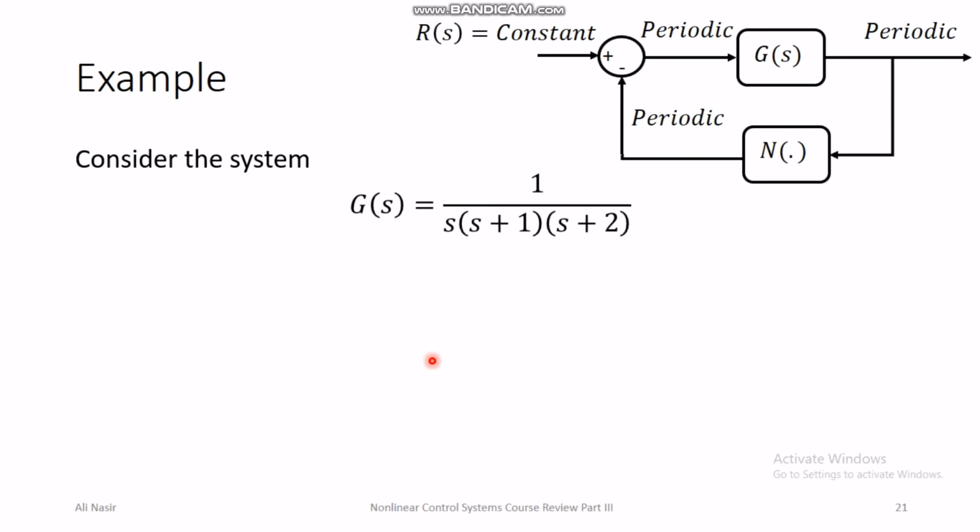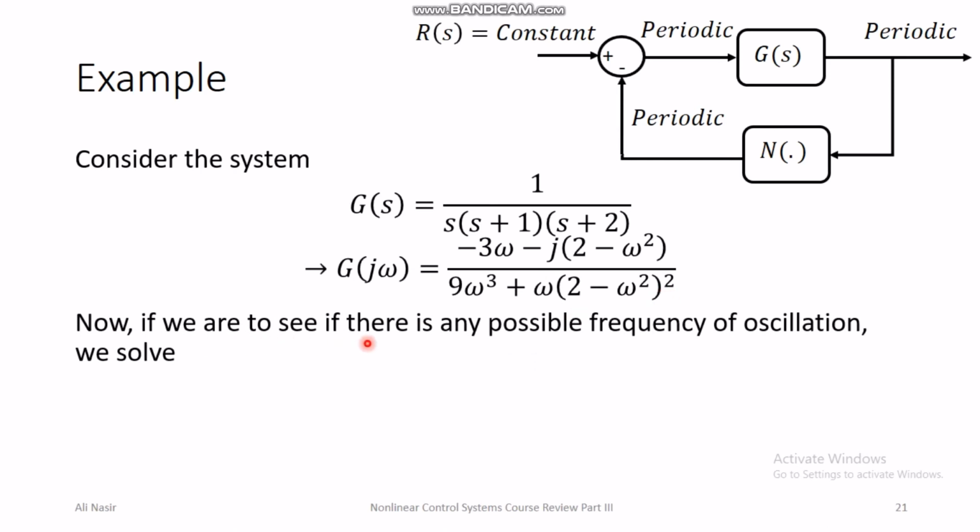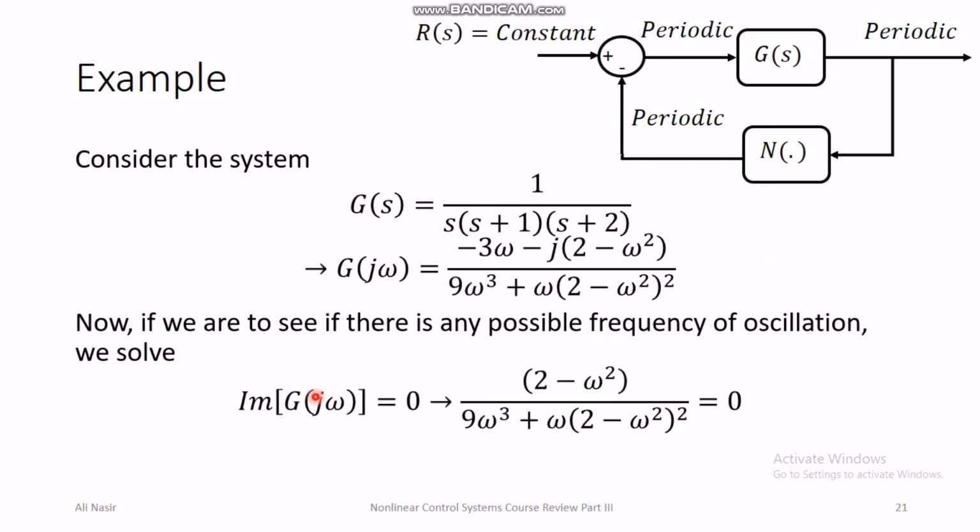So we look at an example. Consider the system 1 over s times s plus 1 times s plus 2, and the corresponding G of j omega becomes like this. Now, to see if there is any possible frequency of oscillation, we solve for the imaginary part of G of j omega equal to 0, and this gives us omega equal to plus or minus square root of 2. And since we are dealing with physical systems, we only consider positive frequencies.